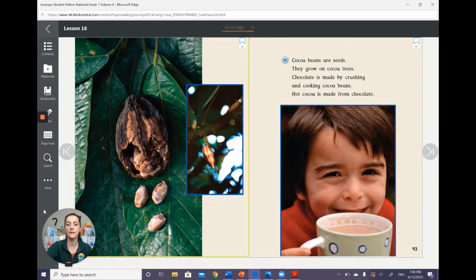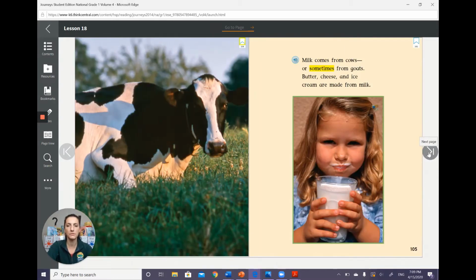All right, next, milk comes from cows or sometimes from goats. Butter, cheese, and ice cream are made from milk. So has anyone ever seen how you can make cheese? We're going to look at it right now. So I'm going to put another video on for you so you can see how cheese is made.